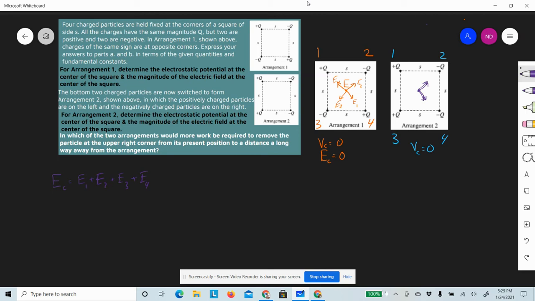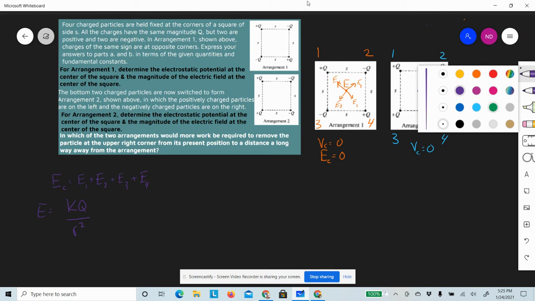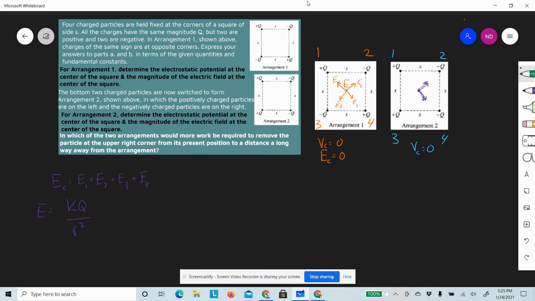Okay, now what do we got? What's the first thing we need to know? The electric field strength is KQ over R squared. So here we have to do a little bit of arithmetic. We have to figure out what R is. What is R going to be? R is the distance here, right? We'll call this the distance R. That R is going to be half S, that whole thing, squared.